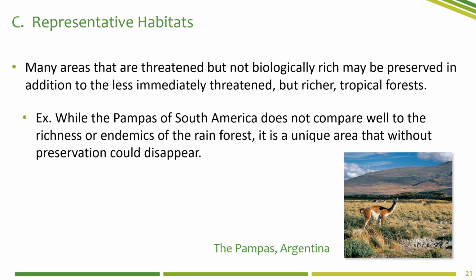Another conservation strategy is to look for representative habitats. These are areas that are threatened, and they are areas that are unique in the type of organisms that they have. Usually these representative habitats are small habitats. They may not be as diverse as some other places, such as tropical rainforests. And they also may not be quite as threatened, but their importance is in their uniqueness.